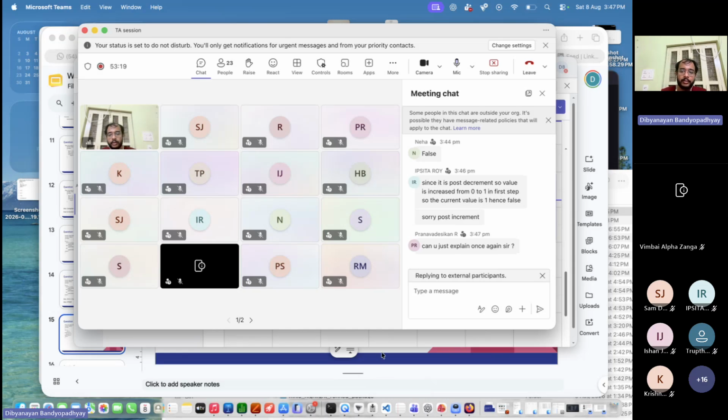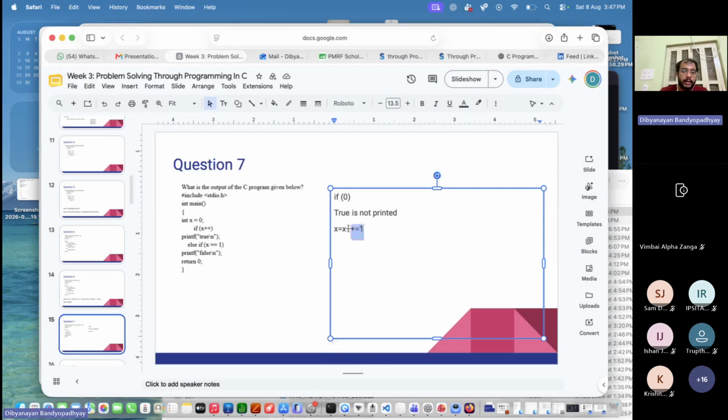Yeah, sure, sure. Let me explain again. Since it is a post increment, the value is increased from 0 to 1 in the first step. So the current value is 1, hence false. Okay, okay. Yeah, correct. So let me clarify again.